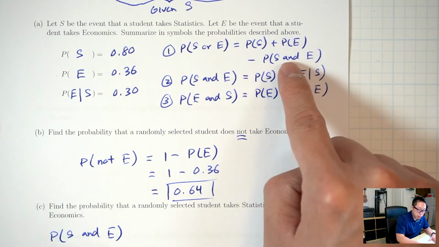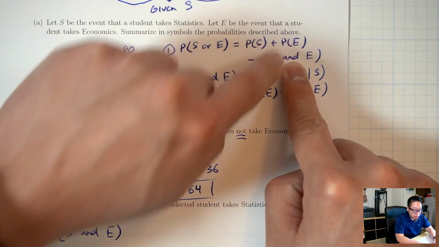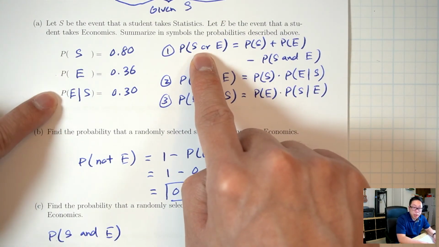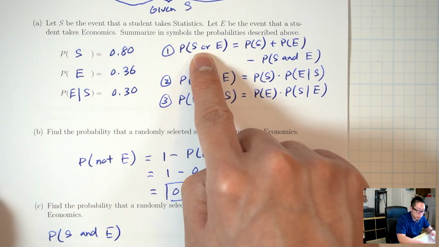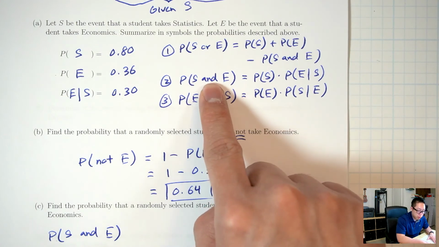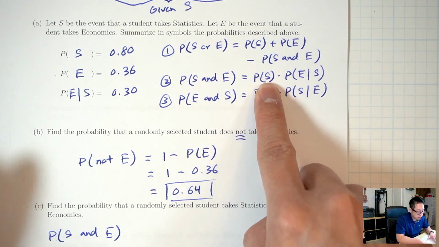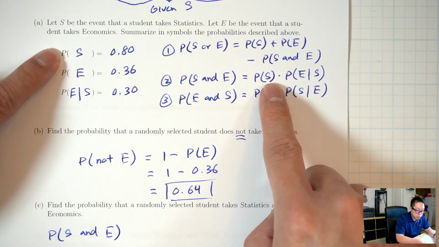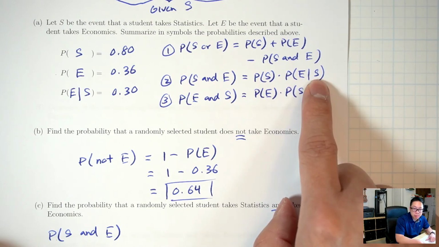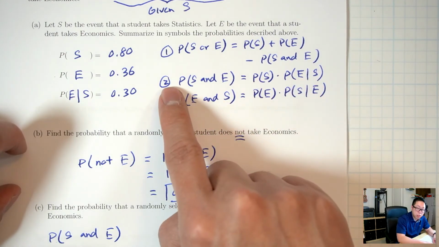So in equation 1, I'm looking for S and E. In order for equation 1 to be useful, I need to know the other 3 things. So do I know S or E? I don't. Okay, so I can't use equation 1. What about equation 2? So I'm looking for S and E, which means I should know the other 2 things. Do I know P of S? Yes. Do I know P of E given S? Yes. Okay, so I do know the other 2 things, which means equation 2 is going to be useful.